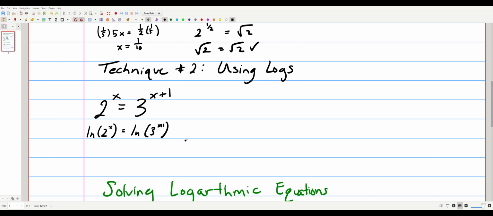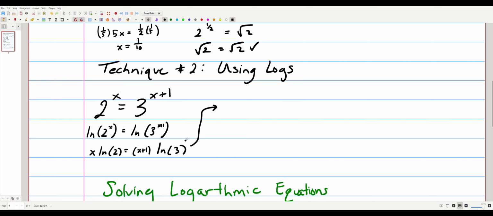Now, we have the power rule of logarithms, which says that if the argument is raised to a power, we can put it out in front as multiplication. And so we have x times the natural log of 2. And not only can we do that for the left side, but 3 has an exponent, so we can put that out in front too. So we have x plus 1 times the natural log of 3.